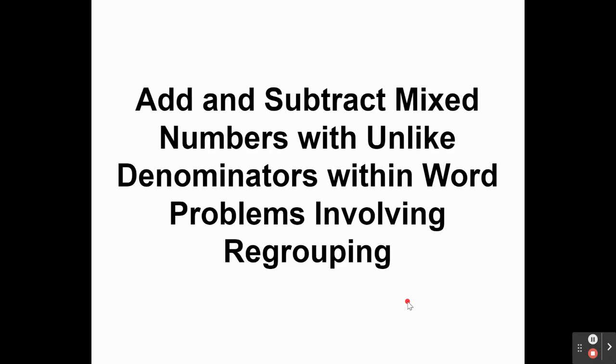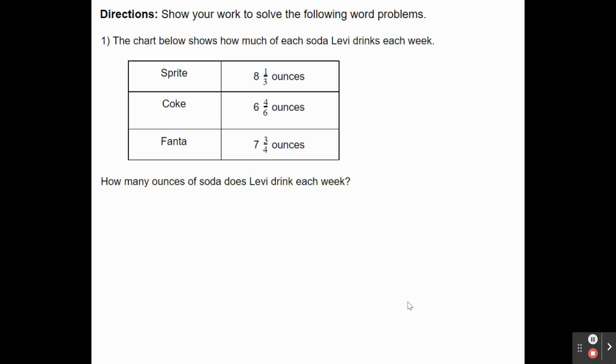Today we'll be adding and subtracting mixed numbers with unlike denominators within word problems involving regrouping. The chart below shows how much of each soda Levi drinks each week. So based on the chart, we can see that Levi has 8 and 1/3 ounces of Sprite, 6 and 4/6 ounces of Coke, and 7 and 3/4 ounces of Fanta. How many ounces of soda does Levi drink each week?